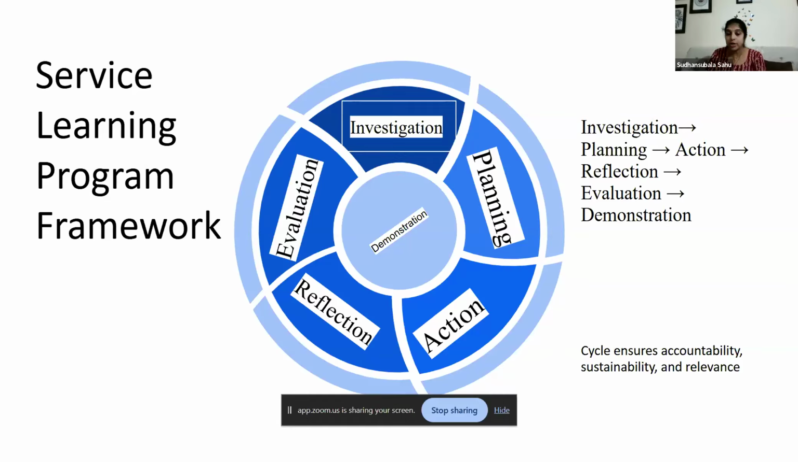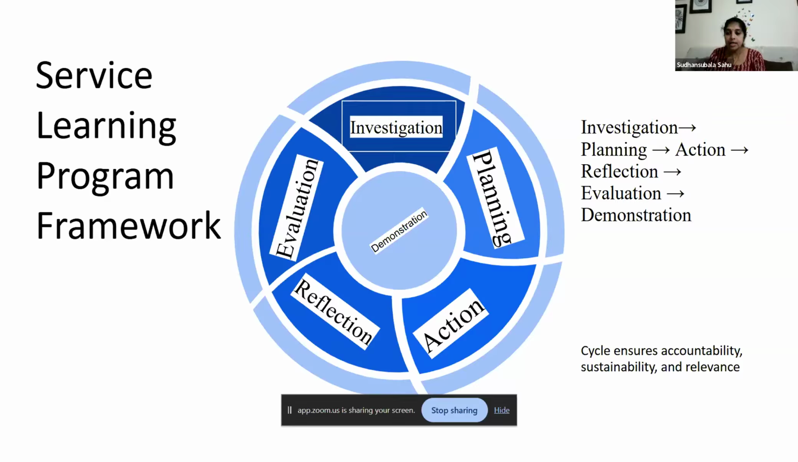And then comes the evaluation, where they have to put their entire project up for evaluation. Along with this, they also have to demonstrate what work they did for the community and what was the outcome of that particular action that they carried out. This happens in front of the community partner and the community itself, right?